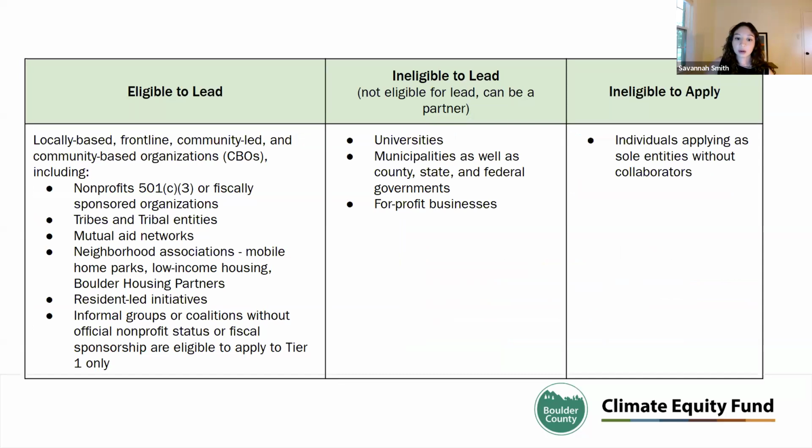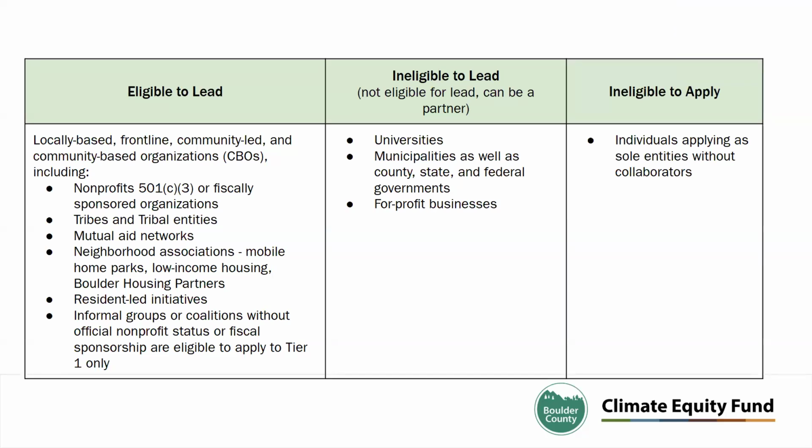Who is eligible to lead and apply for grants? Organizations and applicants who are locally based, frontline and community-led, including nonprofit organizations, tribes and tribal entities, mutual aid networks, and neighborhood associations, such as mobile home parks, low-income housing, and Boulder Housing Partners are eligible to apply. Resident-led initiatives are also welcome to apply. Informal groups or coalitions without official nonprofit status or those without fiscal sponsorship are eligible to apply to Tier 1 only, and I'll talk more about the tiers later.